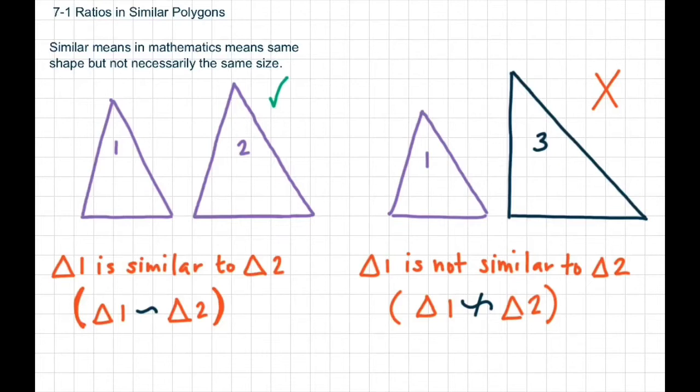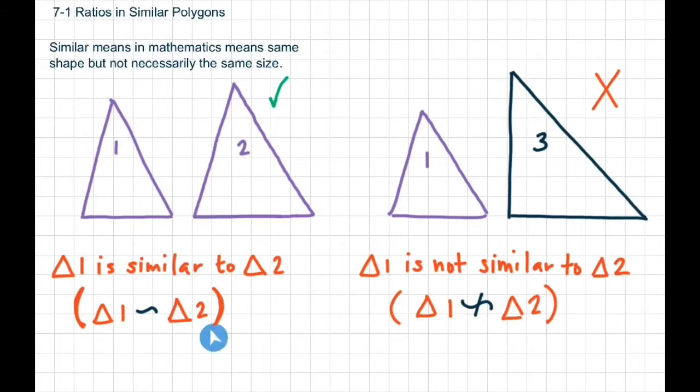So when I look down at my triangles here on the left, I have triangle 1 and triangle 2. They are the same shape, but they're not necessarily the same size, and that's what it means to be similar, which is different from what we've been learning a lot before, the word congruent. So similar means same shape, but not necessarily the same size. So these two are similar.